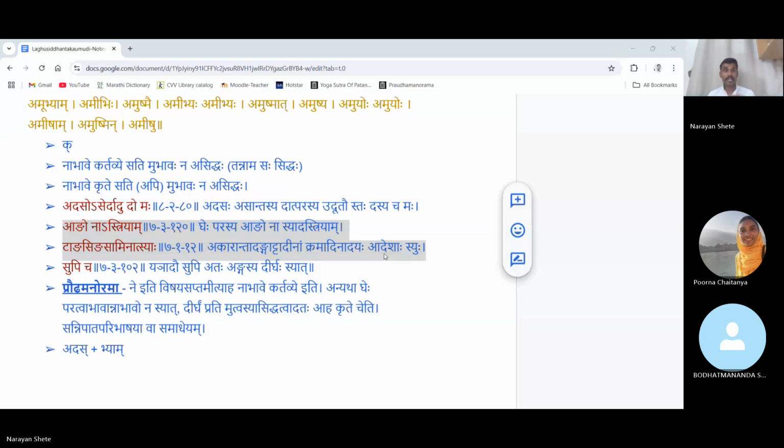That means we have to do this mutva first. Adas ta here, adas sakara is replaced. Akara has come. Ada ta. Amu ta. This is what is there. Now amu ta is possible when we are doing this karya siddha paksha.